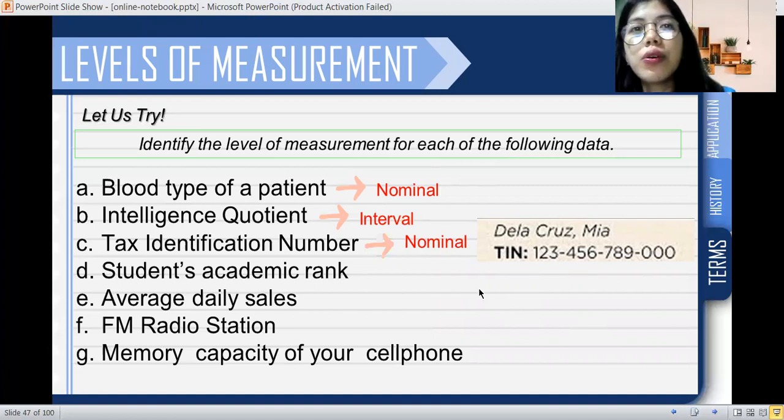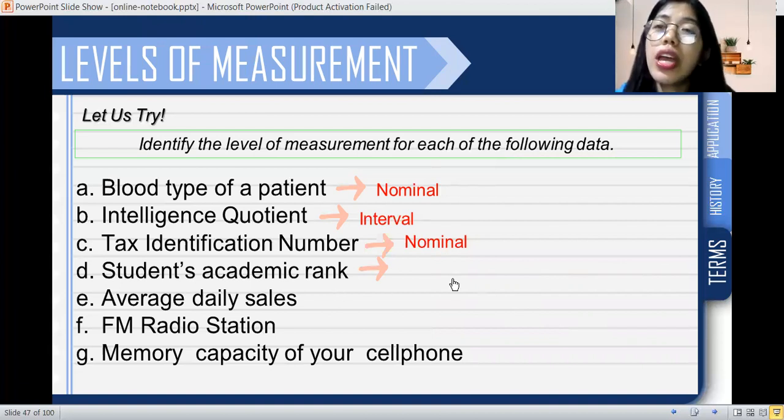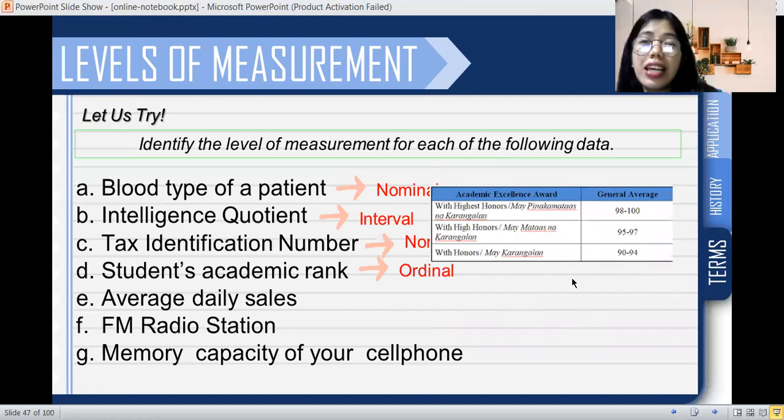Okay? So, next one, we have the student's academic rank. Now, we already have a clue here. It is an ordinal. Because we have order. For example, with highest honors, those with grades of 98 to 100. With high honors, 95 to 97. And with honors is 90 to 94. So, we have an order here, starting from with honors up to with highest honors.